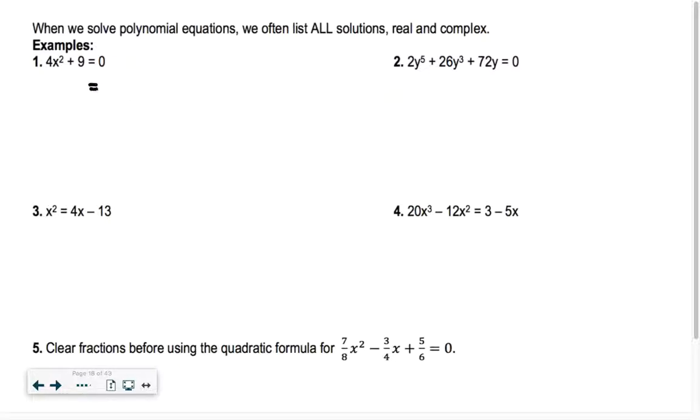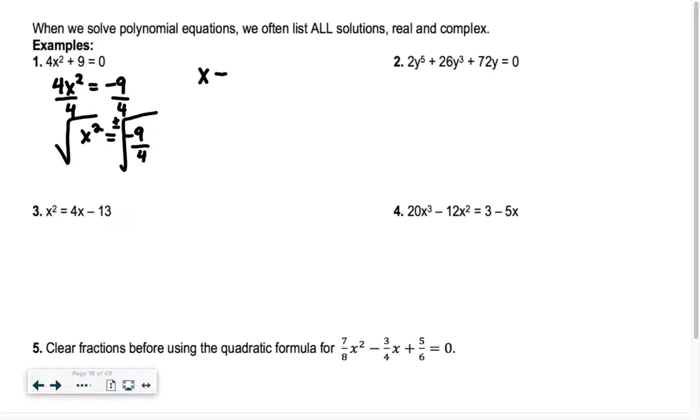So if I'm solving this, I would just subtract the 9 over and then divide by 4. So you get x squared equals negative 9 over 4. And then we take the square root. And when we take a square root, plus or minus, right? So we're going to do the square root of the numerator and the square root of the denominator.